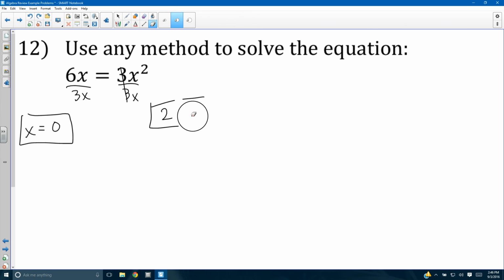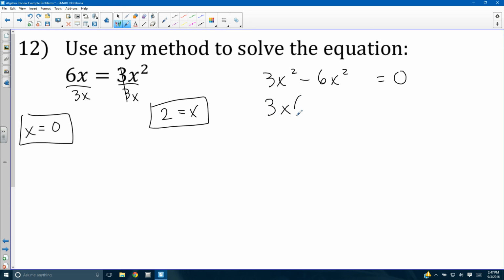Second way of doing it. I'll keep that there. Second way of doing it. Rewriting this like so. And I believe that every way I do it hereafter will be in this form. Rewrite it like so. And let's go ahead and let's try to do it in factored form. Let's factor out 3 and an x, and you're left with x minus 2 equals 0.